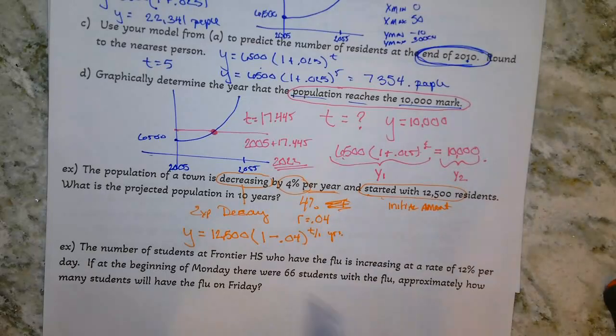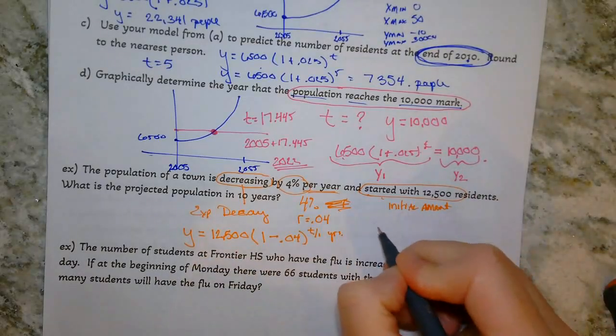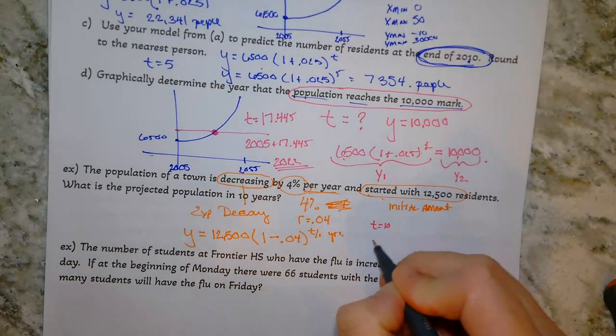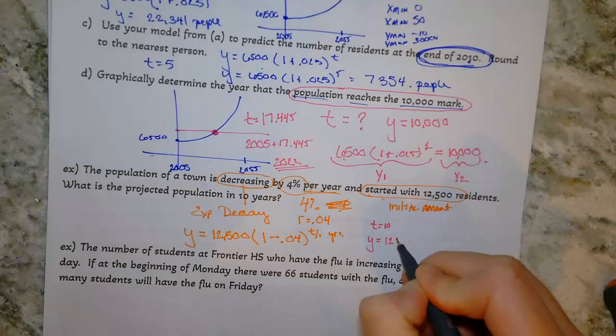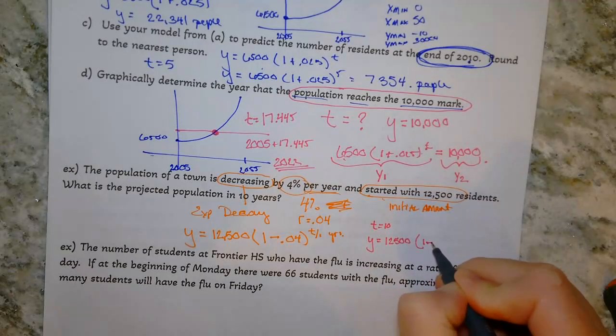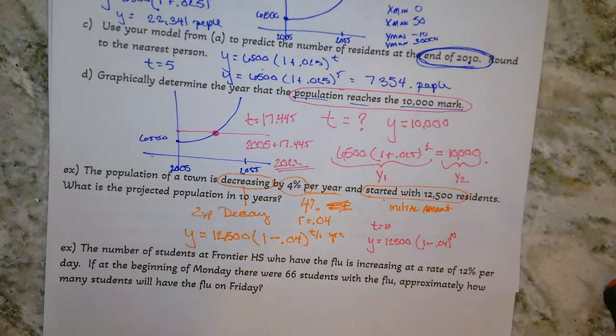Now it says how much will the population be in 10 years? So that's telling me t equals 10, plug in 10 for t. Y equals 12,500 times 1 minus 0.04 to the 10th. Plug and chug on your calculator. I'm going to skip the calculation part for a minute.